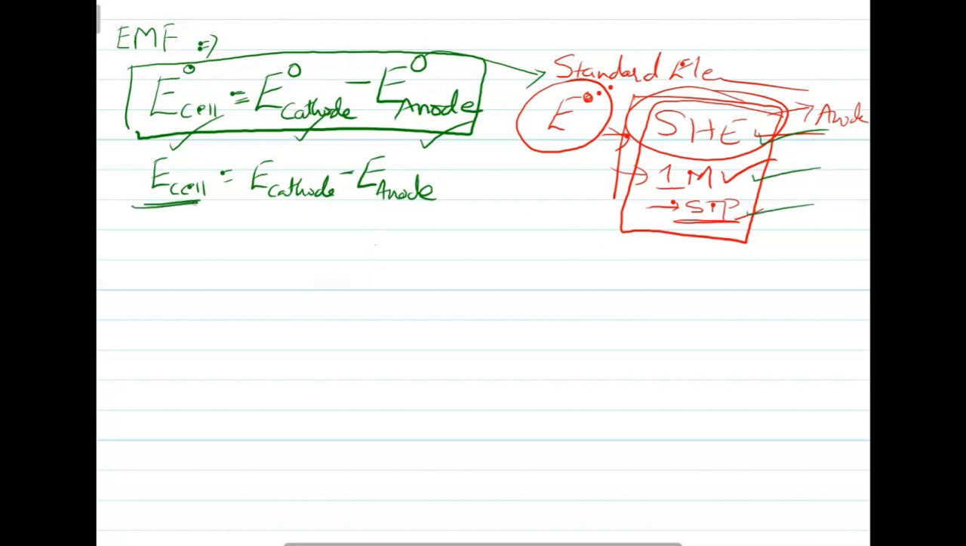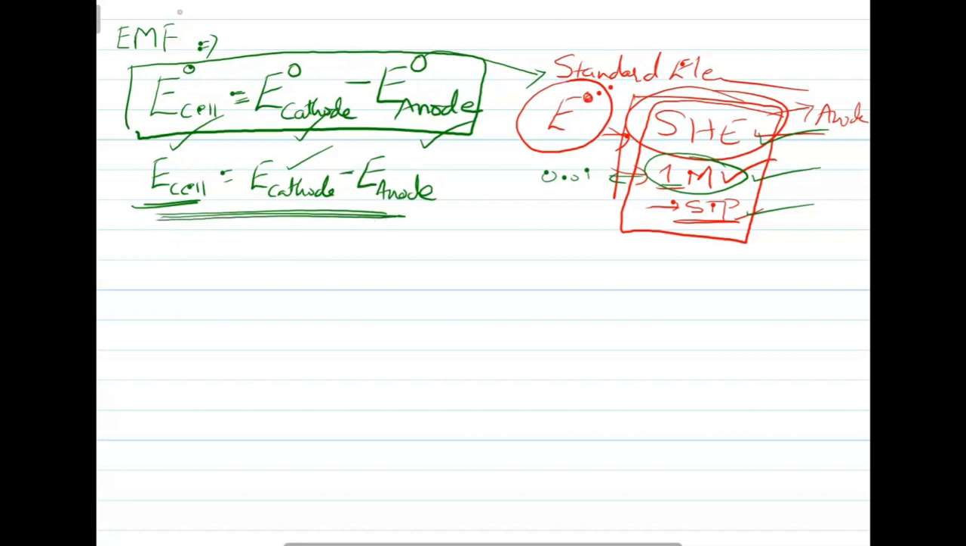So what is E cell? E indicates other than standard. That means if the electroactive species is not exactly 1 molar, maybe 0.01, 0.05, 0.001, whatever, other than 1 molar, then it is called E, that is electrode potential. So how to calculate it?